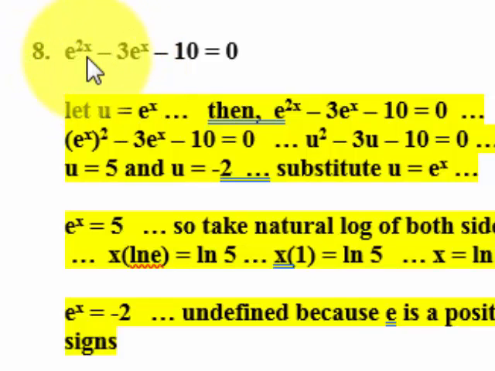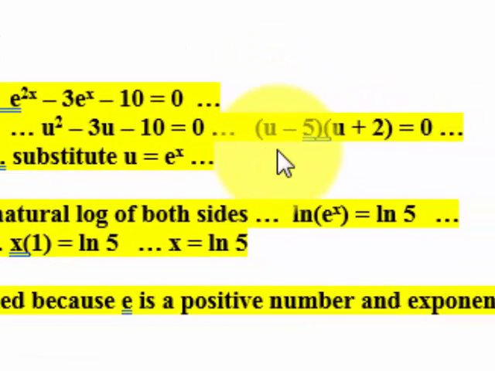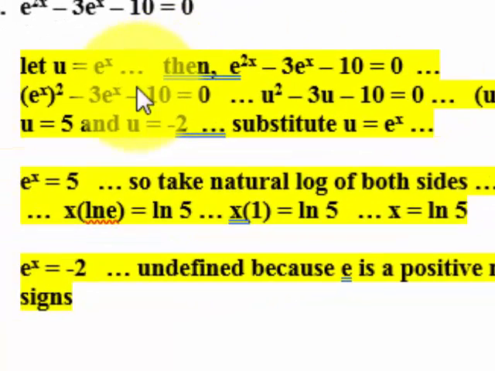Most people get stuck on this first term. e to the 2x is the same as e to the x, in parentheses, squared, right? Because when you raise e to the x to the power 2, you multiply the 2 by x and you get e to the 2x. So e to the 2x becomes u squared, minus 3e to the x just becomes minus 3u, and then minus 10. And this factors out very nicely into the product of two binomials, u minus 5 times u plus 2 equals 0. Therefore, u has to equal either a positive 5 or a negative 2.